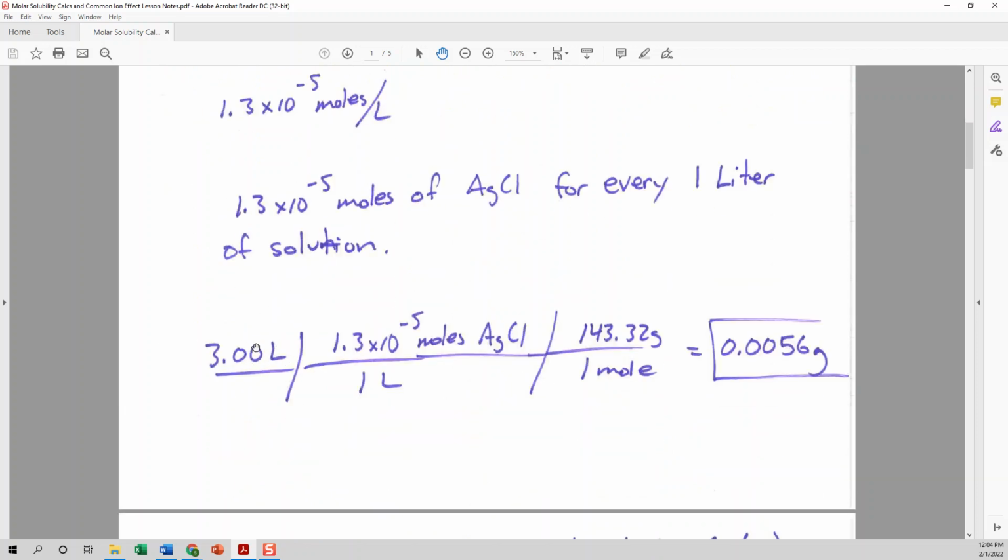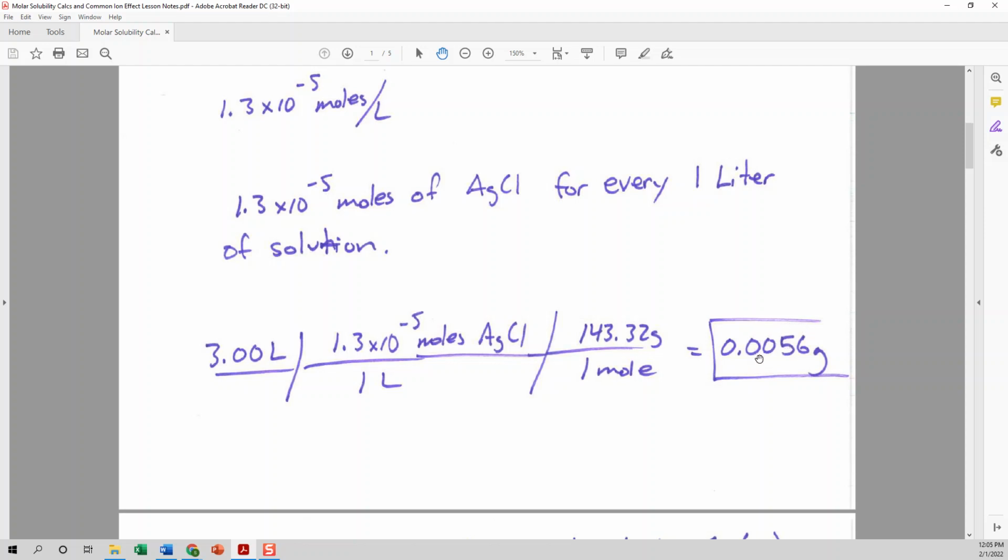We take our 3 liters, the volume of our solution, and multiply it by the molar solubility that we just figured out, and that'll give us moles of silver chloride. Then we multiply by the molar mass of silver chloride, which we can calculate using our periodic table. 1 silver, 1 chloride. And so we get our answer. All it takes is 0.0056 grams of silver chloride to make a 3 liter solution saturated.